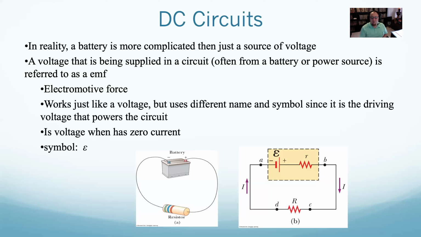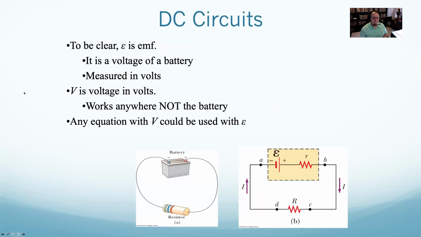I very seldom bother with the EMF. I normally just say a battery has a voltage V. But just to be clear, E is EMF, it's the voltage of a battery, it's measured in volts. V is the voltage. Any equation we've ever done with V, you can use EMF instead. As I said, it's weird that they're kept apart.